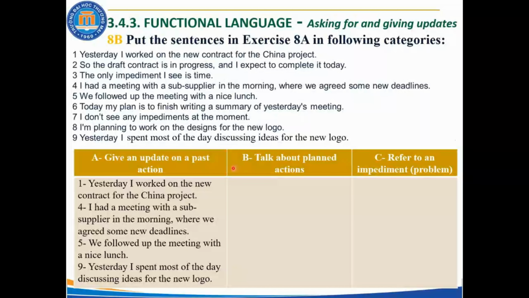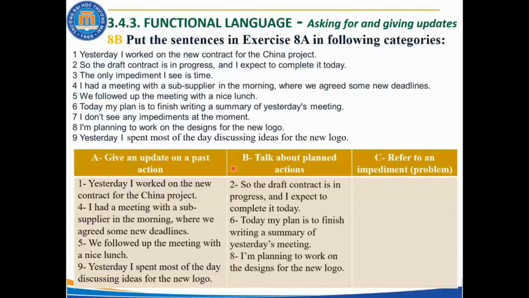And for category B, which sentences do we put in category B? The answer is number 2, number 6, and number 8. So here we see some words like I expect to complete it today. Today, my plan is, I'm planning to, right? So we use these phrases or words to talk about planned actions.